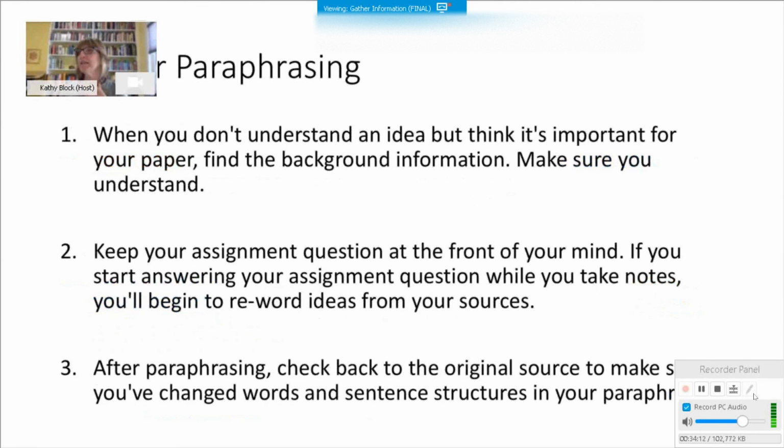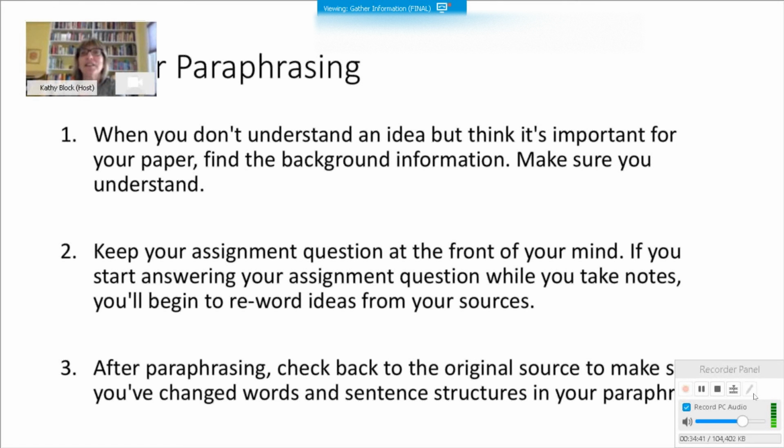Just a couple of tips for paraphrasing. We're going to look at a couple more examples in a minute of some paraphrases, and you're going to evaluate whether they have been paraphrased effectively. But just to summarize at this point, some tips for paraphrasing. When you don't understand an idea but think it's important for your paper, find the background information. Make sure you understand the idea. It's really difficult, almost impossible to paraphrase if you haven't understood.